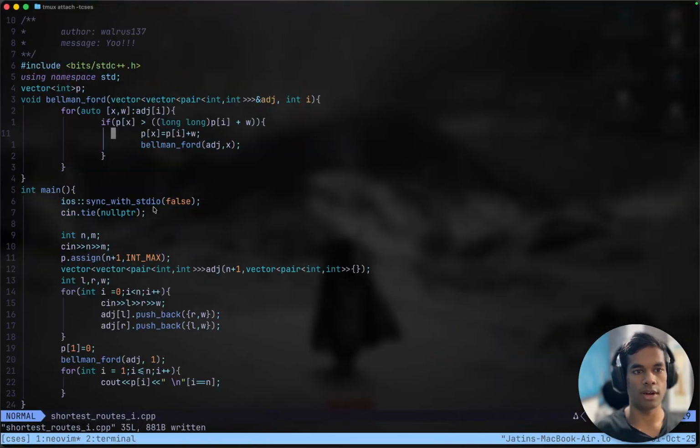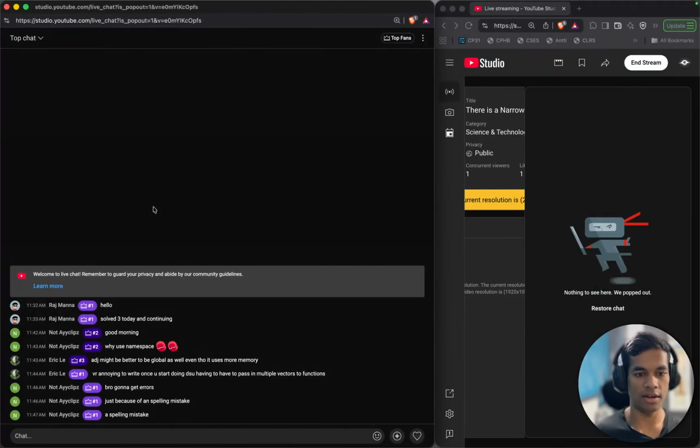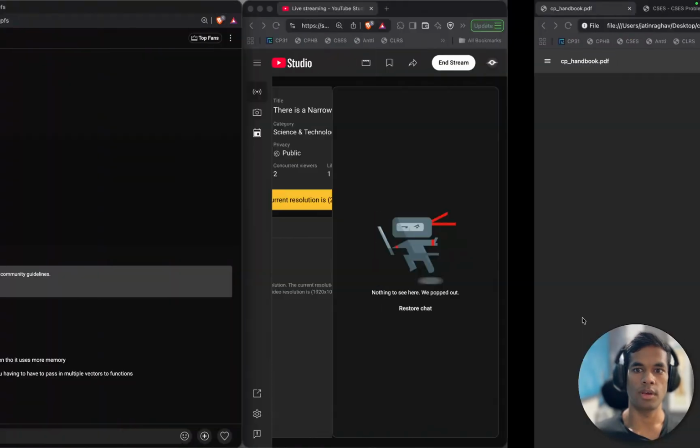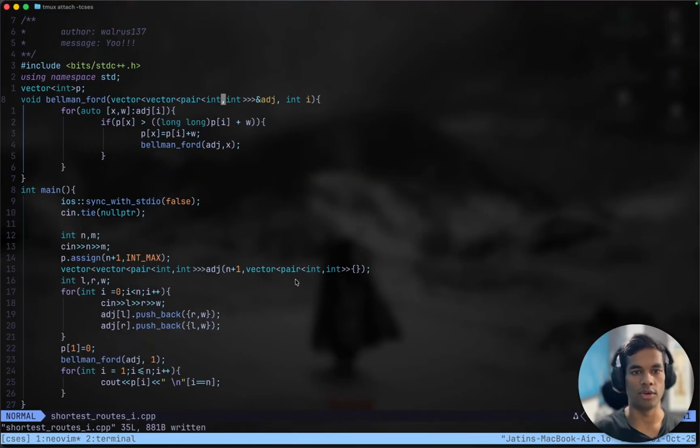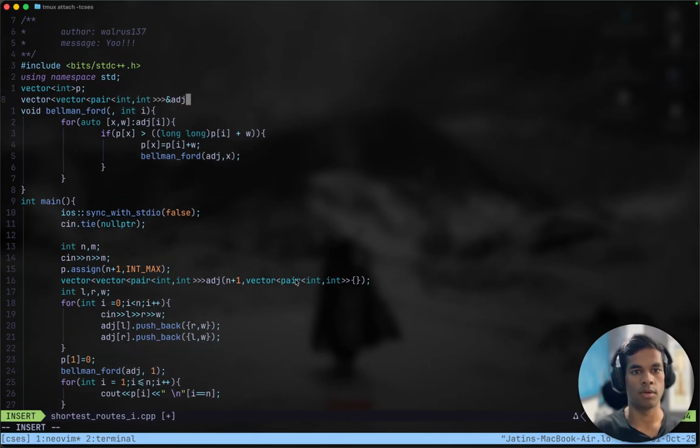Here I am using a reference, so I thought it might be better, not as bad as sending it directly. And it is very annoying to write once you start doing DSU, having to pass multiple vectors to functions. Okay, that makes sense. So I should have better habits. I should have good habits.